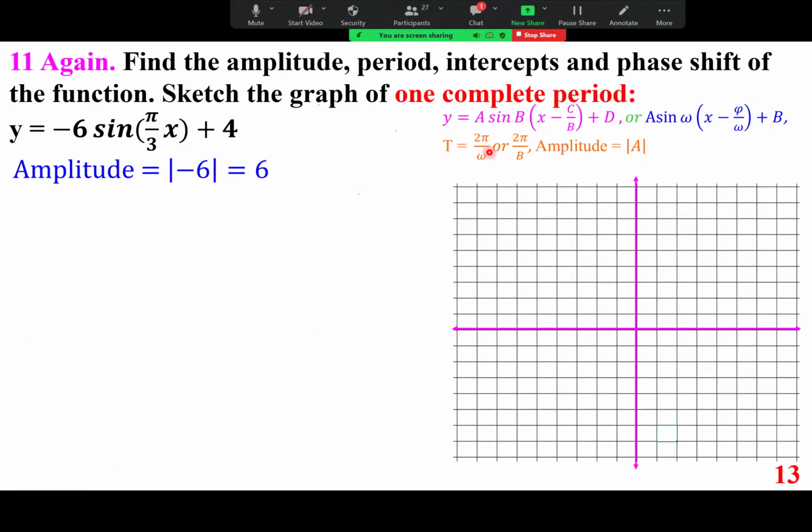And to find the period, all you have to do is divide by the coefficient of x. Now you can call this omega. In physics, normally they use omega, or you can call it b. Either way makes no difference. 2 pi divided by the coefficient of x. The number sitting in front of x is the coefficient. 2 pi divided by pi over 3. I hope you recognize this as 6. It's a complex fraction.